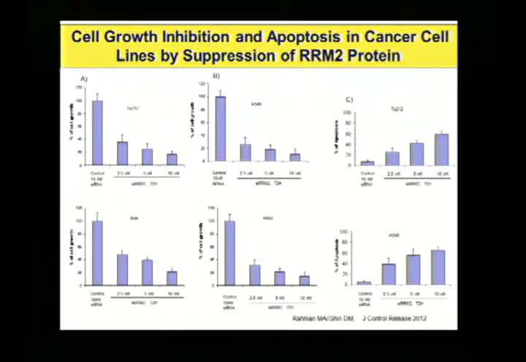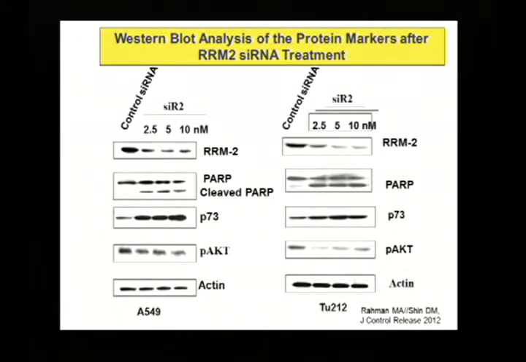Next. So if you look at the siRNA function, it works, and nicely inhibits cell growth. This is two head and neck cancer cell lines and a lung cancer cell line, and the apoptosis assays increase nicely. Next. This is a Western blot showing that RRM2 nicely decreased, PARP cleavage was induced, p73, which is a p53 partner, was nicely induced, and AKT phosphorylation decreased, in the lung and head and neck cell lines.